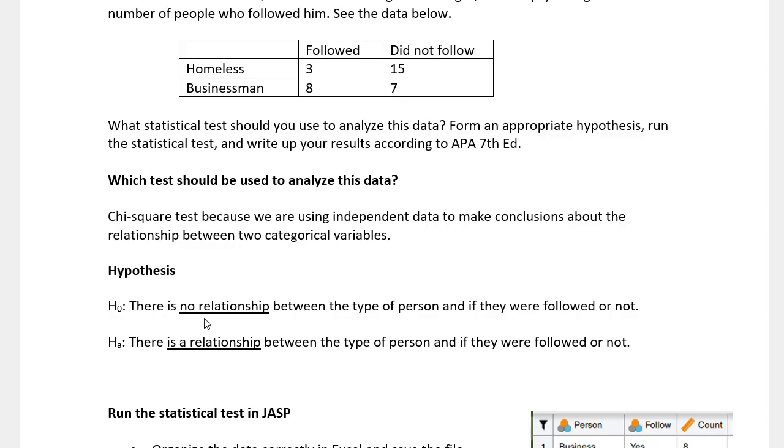Our hypothesis is that there is no relationship. So that's our null, that there's no relationship between the type of person and if they were followed or not. And our alternative is that there is a relationship between the type of person, meaning homeless or businessman, and if they were followed or not.